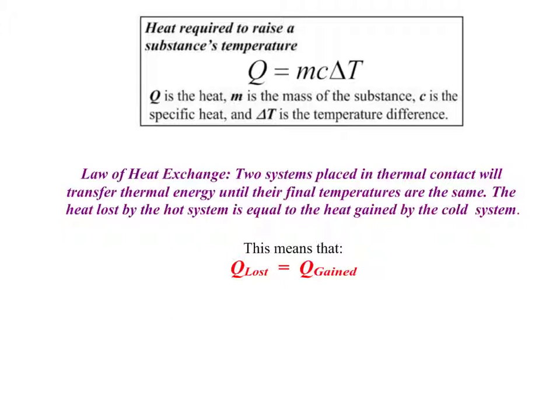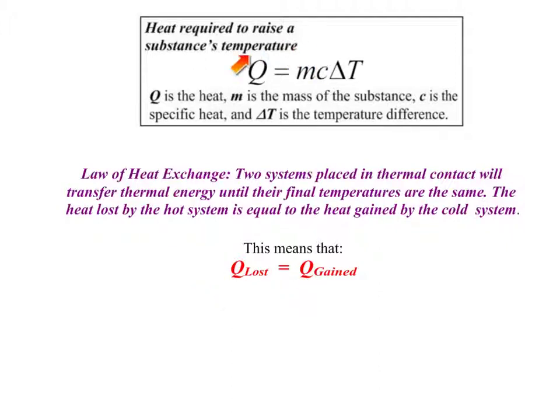So here we have an equation we use to talk about the heat required to raise a substance's temperature, where Q is the heat, m is the mass of the substance, c is the specific heat of that substance, and delta T is the temperature difference. This leads us to the law of heat exchange, where two systems are placed in thermal contact, which just means that they can exchange thermal energy. So when they're placed in thermal contact, they will transfer thermal energy until their final temperatures are the same. The heat lost by the hot system is equal to the heat gained by the cold system. So we can say that Q lost is equal to Q gained.